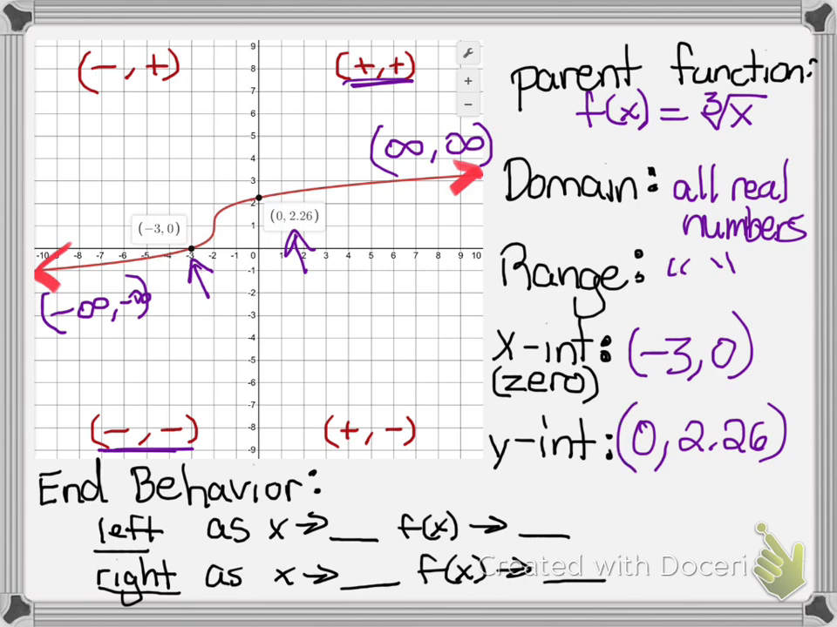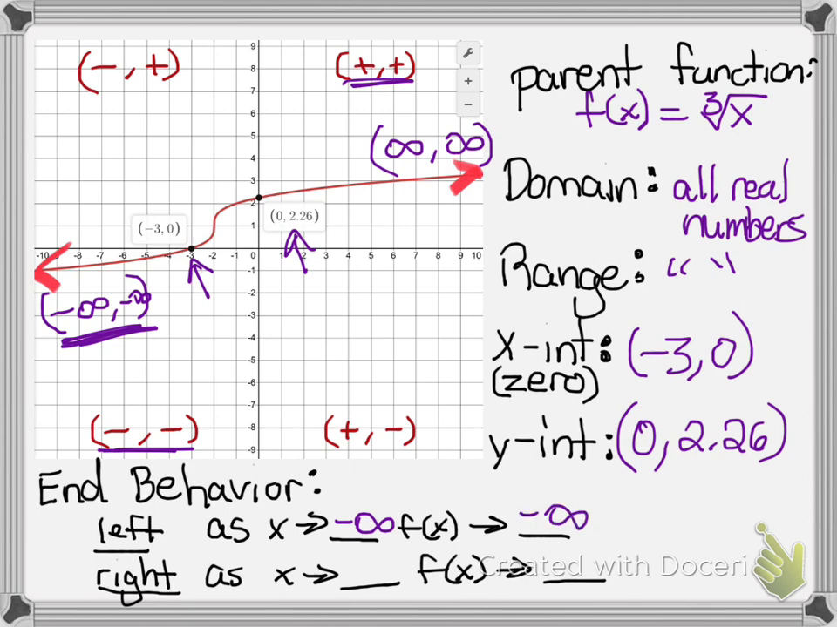Now, for my end behavior, that's when I go to my arrows and I write exactly what the x and the y are doing on both sides. So let's look at the left arrow on the graph. As you can see, I wrote down that the ordered pair was negative infinity, negative infinity. So for my end behavior, I'll say as x approaches negative infinity, f of x, which is the same thing as y, approaches negative infinity.